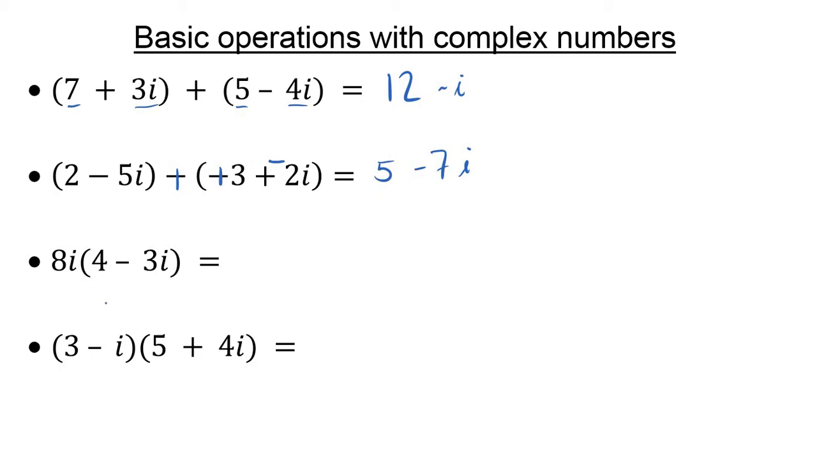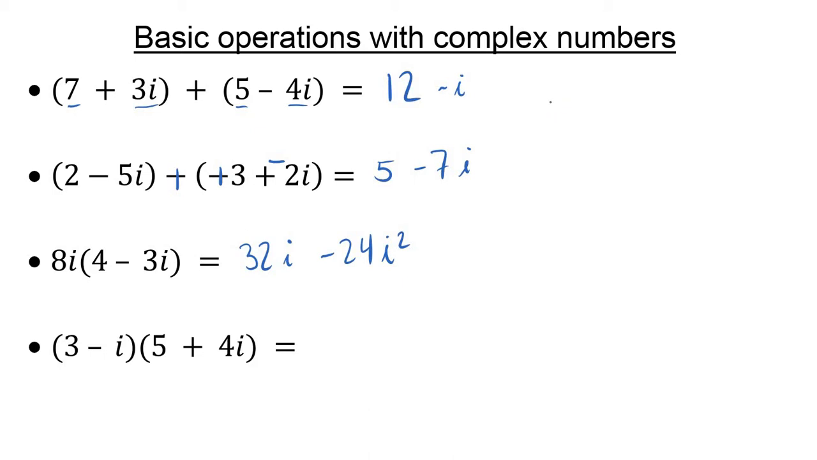How about if we multiply things? Let's distribute this. What's 8i times 4? Well, that would be 32i. 4 times 8 is 32. You just have an i there. 8i times negative 3i. Well, that would be negative 24i squared. Now, let's just simplify this a little bit.